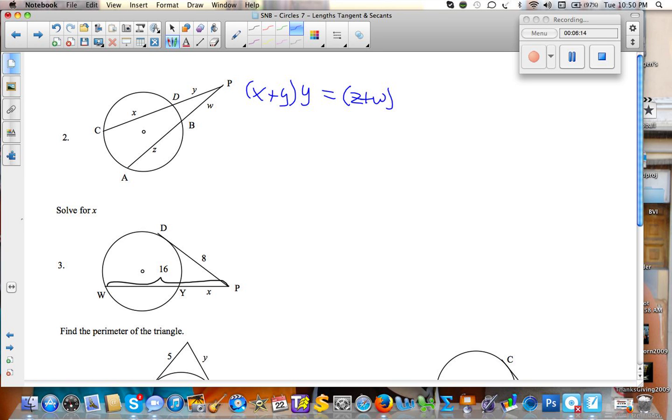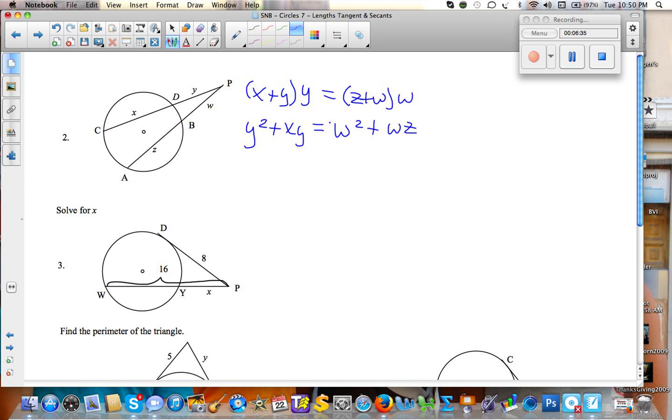Now again, if we applied the distributive property, we would get y squared plus xy. Writing this in standard form, largest exponent comes first. So we have y squared plus xy is equal to w squared plus wz.